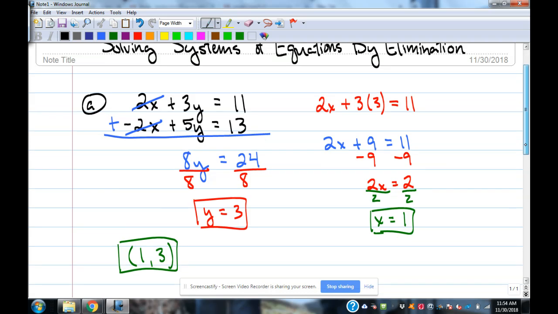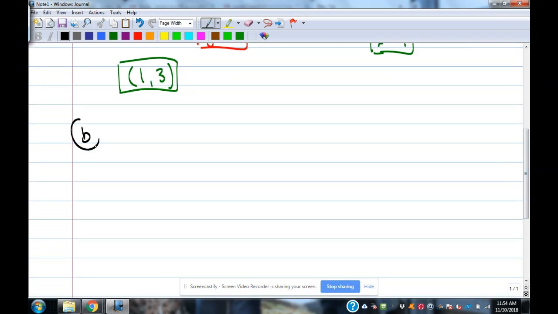All right, let's do another one here. Example B. Negative 4x minus 3y is equal to negative 2. 5x plus 3y equals negative 2. All right. Are they in standard form? Yeah, both of them have x and y on the same side already, so they're ready to do elimination with.